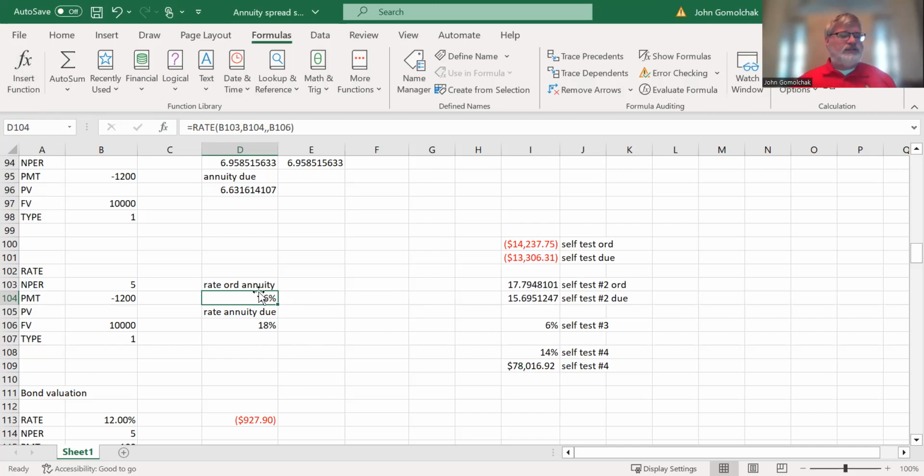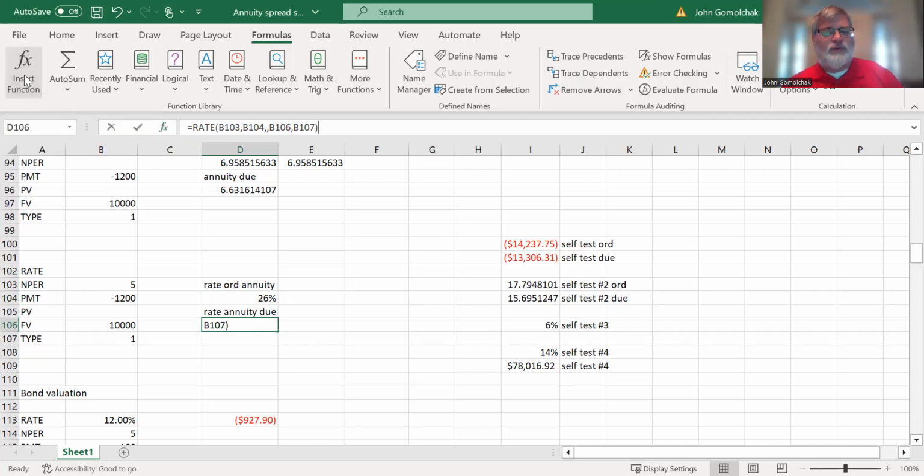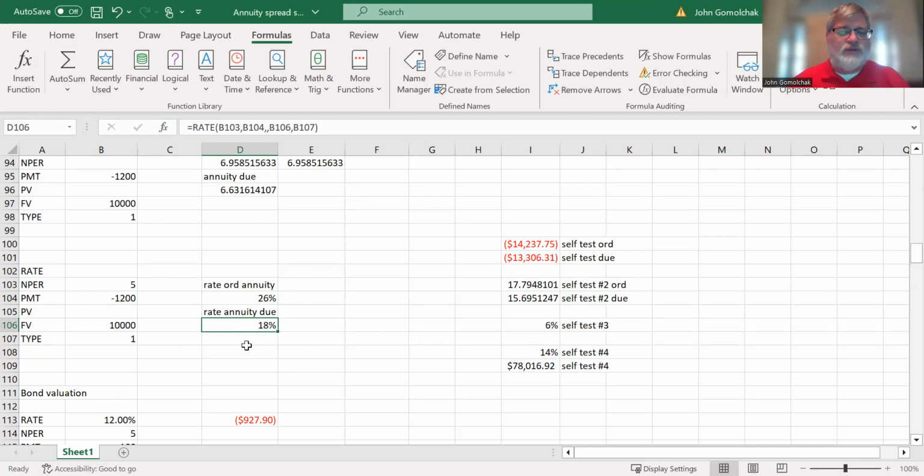Now I have this rounding to 2 places. The book goes 25.78. We can change that if we just want to change the cell, but we'll just leave it at 26 for right now. If it's an annuity due, then that means we make the payment at the beginning of the first period instead of at the end of the first period. So going to function here, we're once again going to have the number of periods, the payment is negative 1,200, future value of 10,000, but now we have the 1 in there as the type because it's annuity due. So we end up with 18%.